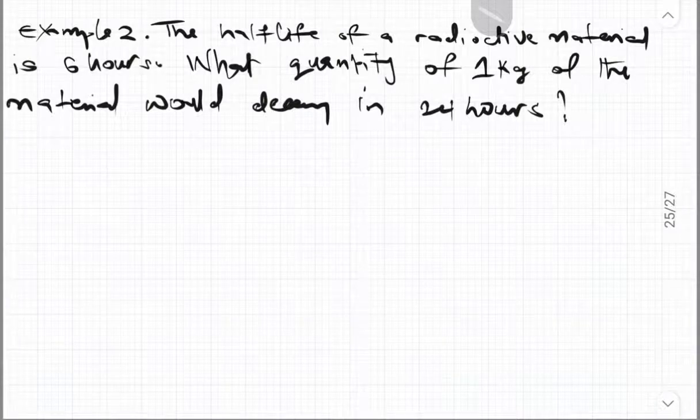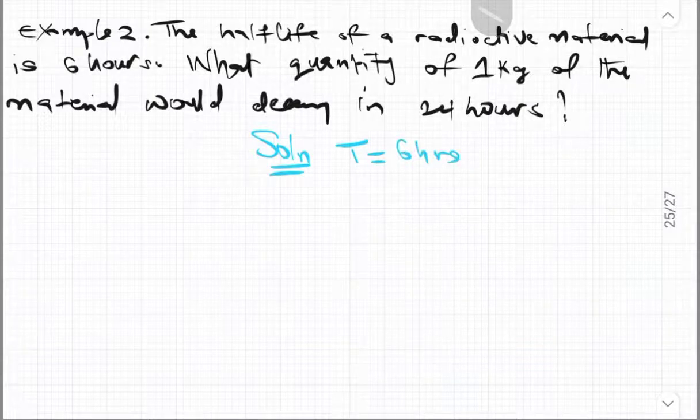Okay. So we have the half-life of a radioactive material is 6 hours. Solution: in this case, we're given the half-life, capital T, to be 6 hours. What quantity of 1 kilogram of the material will decay in 24 hours?